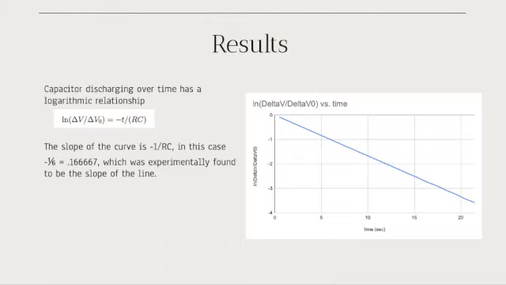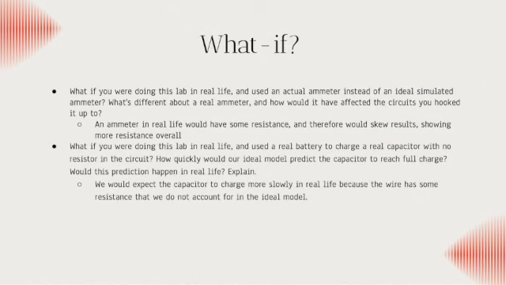So on this slide, I'm going over the results of watching the change in potential over time for a discharging capacitor. When we model this with a logarithmic relationship, we'll find a linear pattern with the slope -1 over RC, which is exactly what we would expect with the principles of physics in this concept. So let's get into the what ifs.